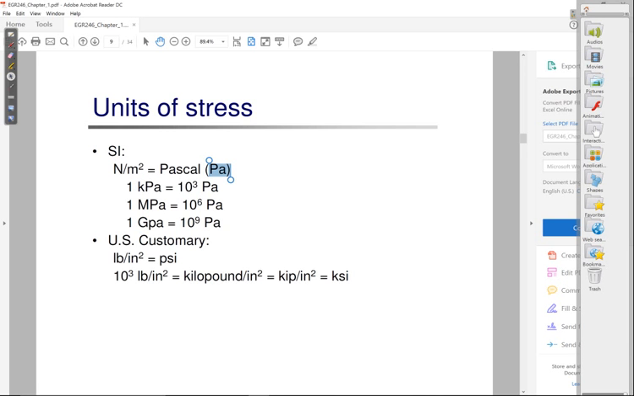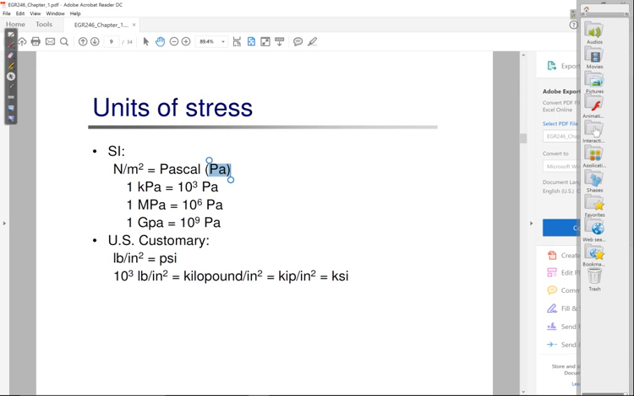All right, so when it comes to stress in the US system, the units are going to be in pounds per square inch, abbreviated PSI. And how large is a PSI? Well, it's larger than a Pascal, but it's also still pretty small.